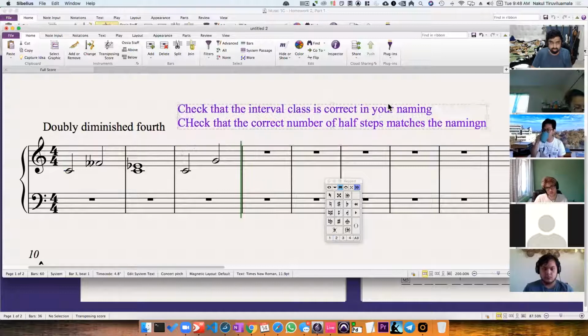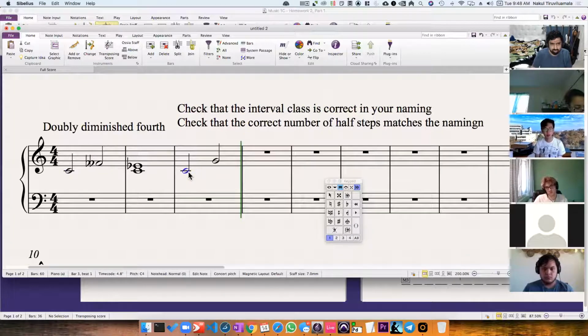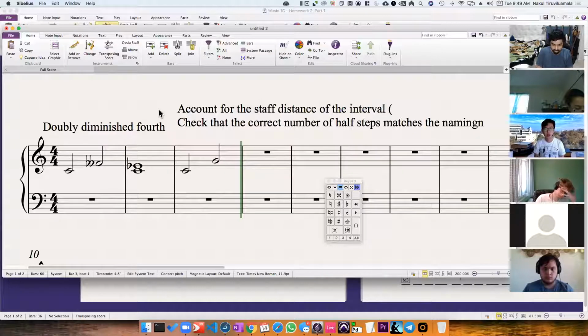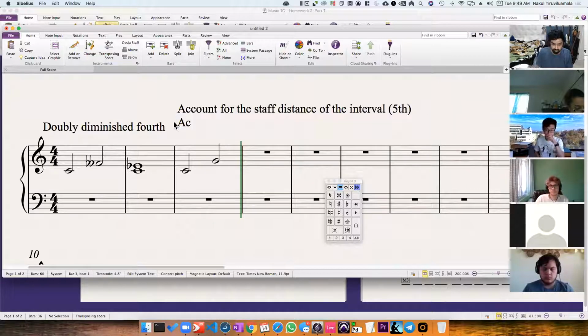This is actually on the OneNote. What I mean is that when we're describing this, we have to look at the interval class itself and notice the staff distance. It's a 1, 2, 3, 4, 5. It's a fifth. This is more articulately described in the OneNote, but the staff distance of this interval, I'll write that. Account for the staff distance of the interval, which in this case is a fifth. Account for the number of half steps in the interval.